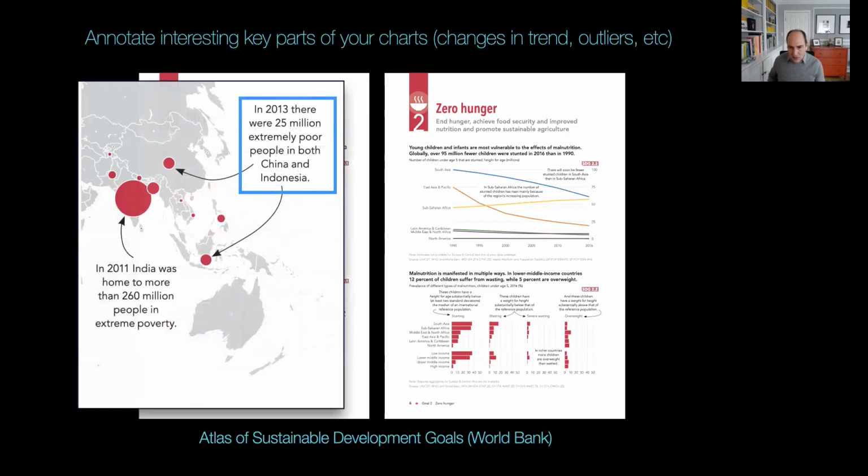It's very, very helpful to look at the charts and maps with a bit of help. So for example, whenever we see a clear change in the trend in a line graph, we should put a caption there, a note saying why this happened, why this change in the trend. So annotate your charts.